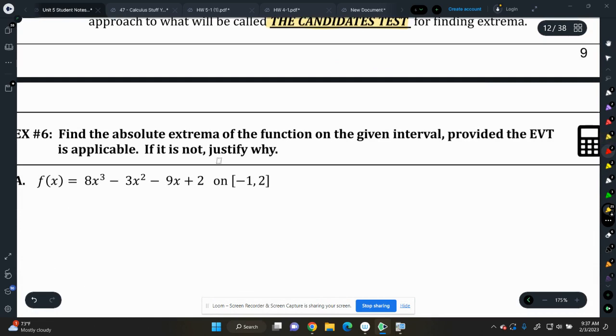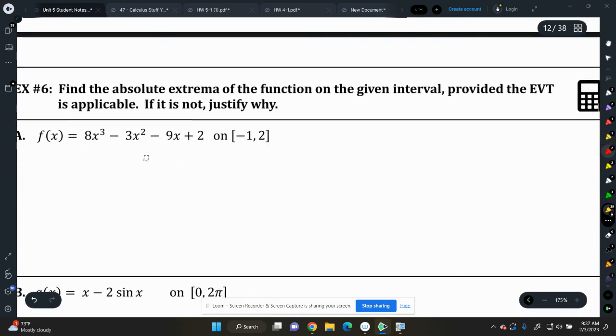So let's look at this example. I have to find my candidates on this. So what am I going to do? Right, take the derivative. Wait, so do they only find endpoints or also extreme? Let's go through a couple examples and I think it'll clear up, okay? Take the derivative. So we have 24x squared minus 6x minus 9.